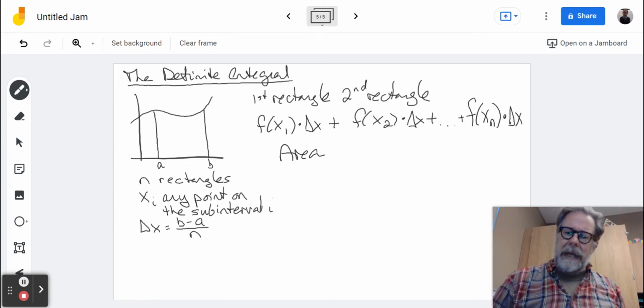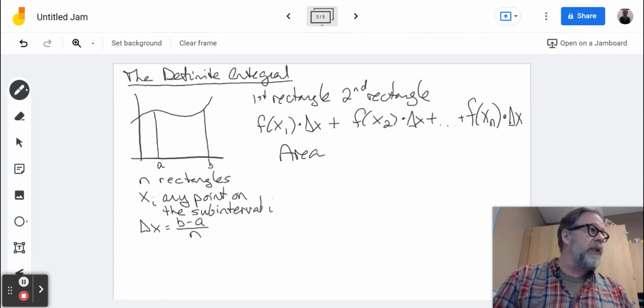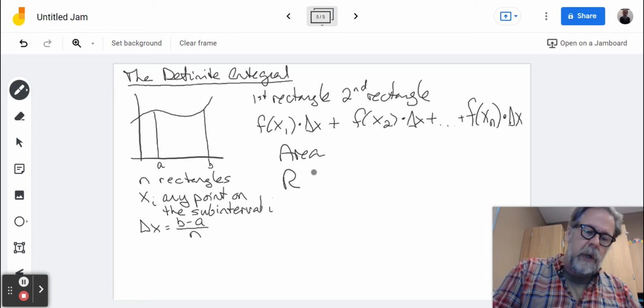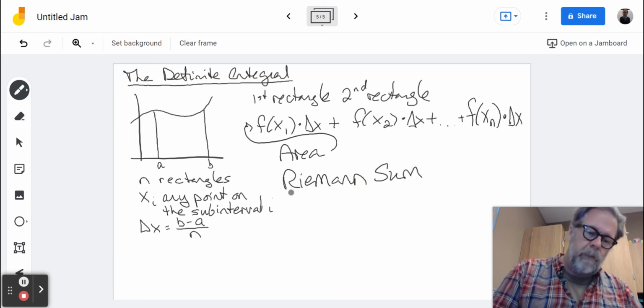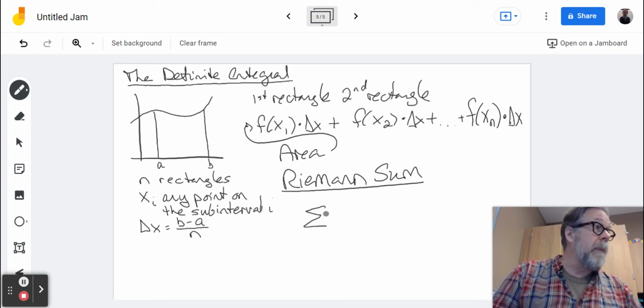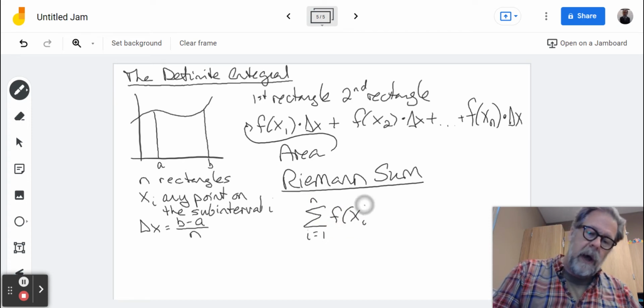So if we want to write this as a Riemann sum, as the sum of the rectangles using our summation notation, oh, by the way, area equals there. Our Riemann sum for this would be the sum from I equals 1 to n of f of x sub I delta x.